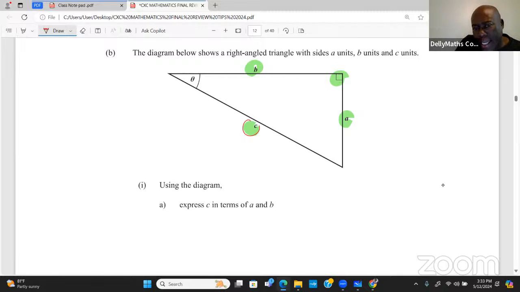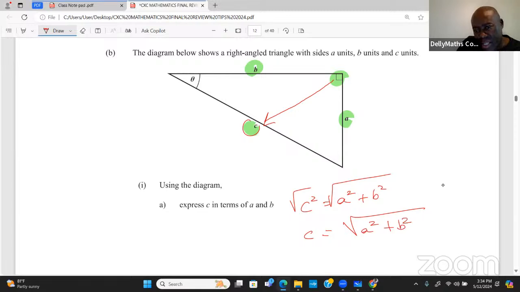It does suggest that the longest side, which is C in this case, is across from the 90 degrees. So it says C squared is equal to, let me write this a little better, C squared is equal to A squared plus B squared. So that is C squared. But they didn't ask us for C squared. The question said express C. So at this moment, you're going to have to take the square root of both sides, right? So C is actually the square root of A squared plus B squared.